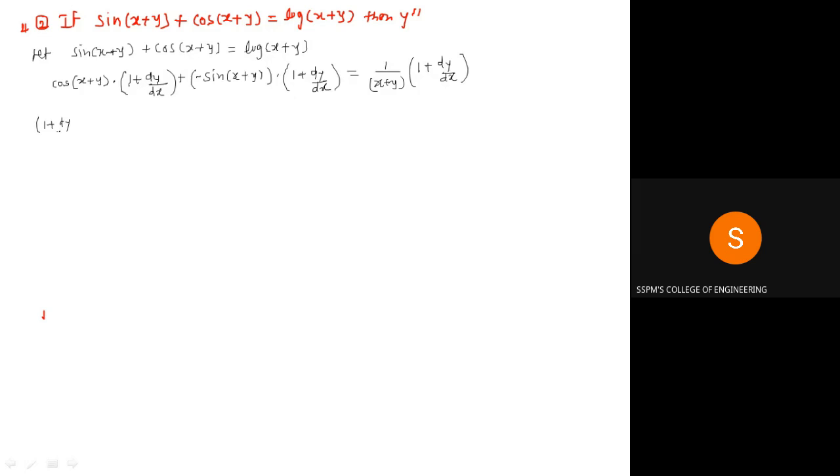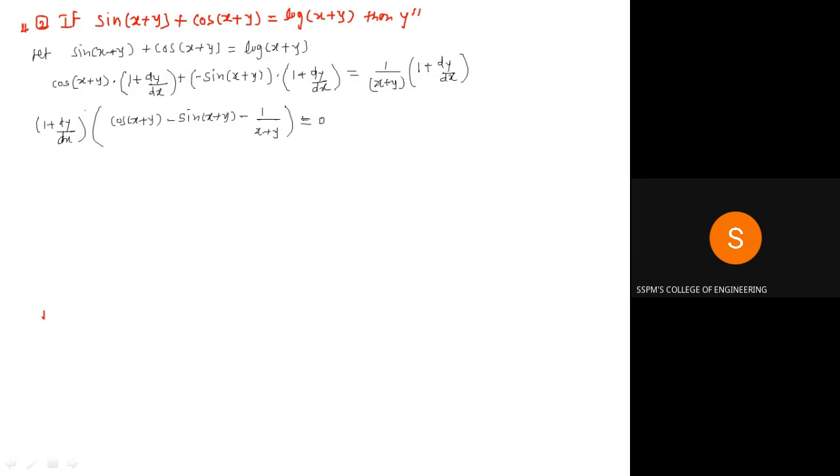ये term यहाँ पे आप लोगों को common मिलती है. And what is remaining? It is cos of x plus y, minus plus minus it is minus sin of x plus y, minus 1 upon x plus y, that is equals to 0.